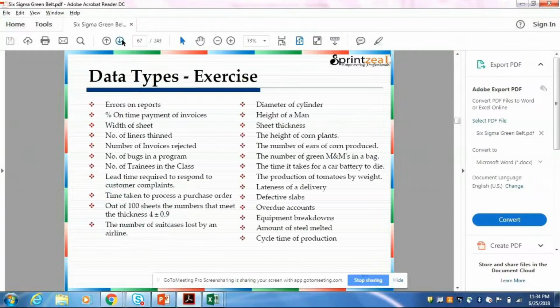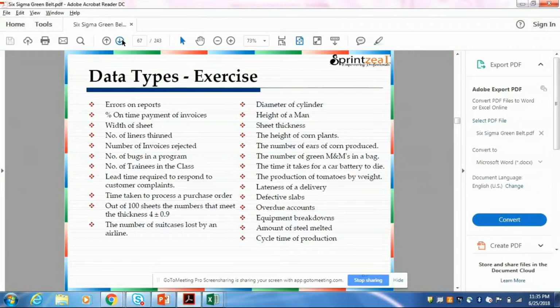We have so many slides on data type, so let's go over it. From the list, give me 4 continuous and 4 discrete. I don't even know if there are 4 discrete. Let's find out. Errors on a report would be discrete. Percent on time payment of invoices would be discrete, but you can use it as continuous as well. It could go the other way.